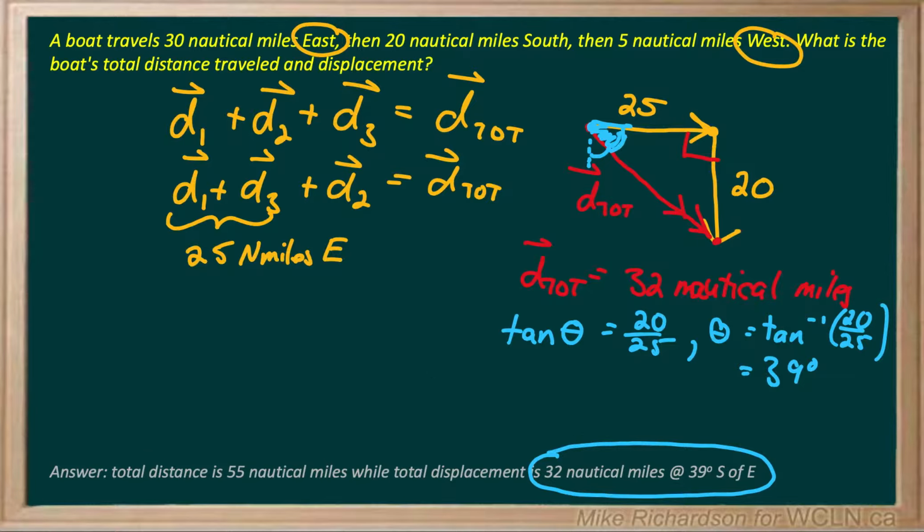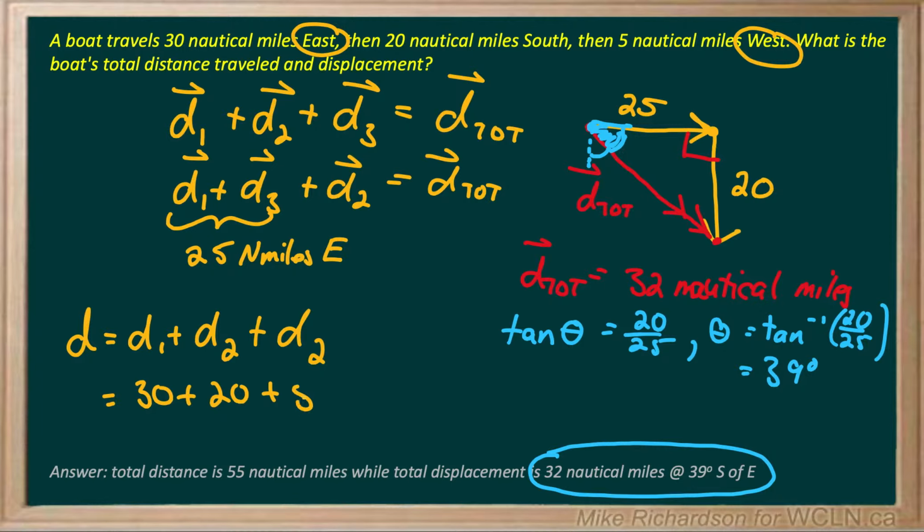Now, what about distance? Distance is easy. It's just a path length. So I don't put the little arrow above it, and all I do is I add up all the individual path lengths. So I get 30 plus 20 plus 5, and I end up getting 55 nautical miles.